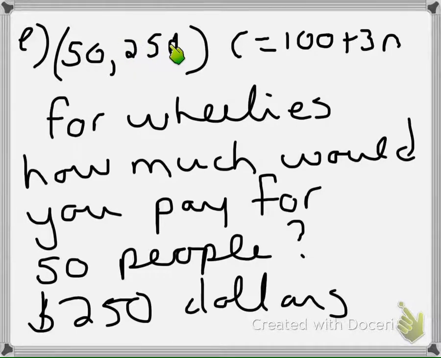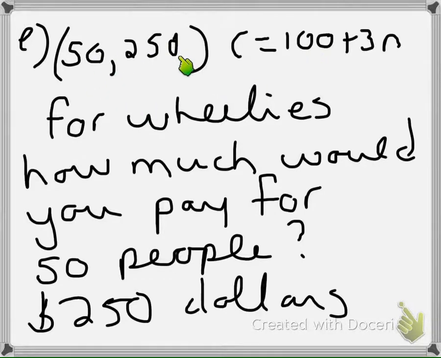Okay, so the equation for Wheelie Skates and Stuff is 100 plus 3n. So I asked the question for Wheelie Skates and Stuff, how much would you pay for 50 people? So you'd have to put the 50 here. You'd have to do 3 times 50, and then 50 plus 100, and you'd get 250.